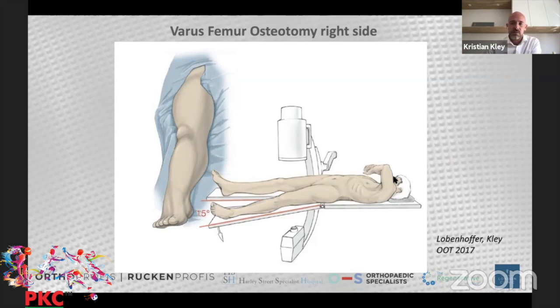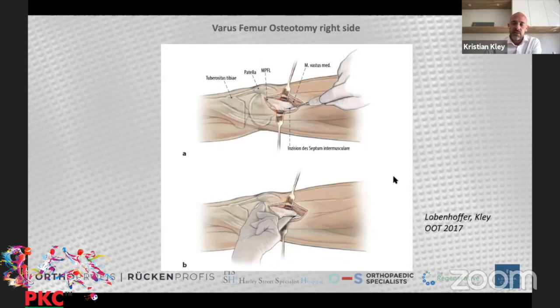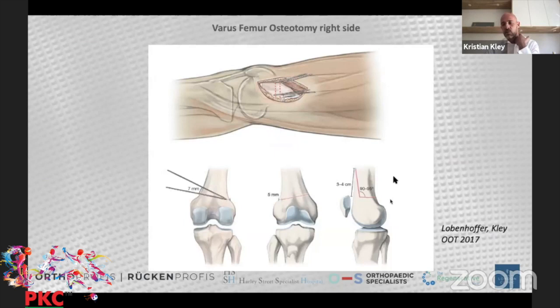So this is the positioning that we have. Once again, the table is broken, as you can see, to get some access to the, in this case, standard varization, and a valgus case from the medial side. You make your approach, lift up the vastus medialis after incising the fascia of the vastus medialis, and then you come to the intermuscular septum, which you incise or cauterize to get some access to the posterior part of the femur.